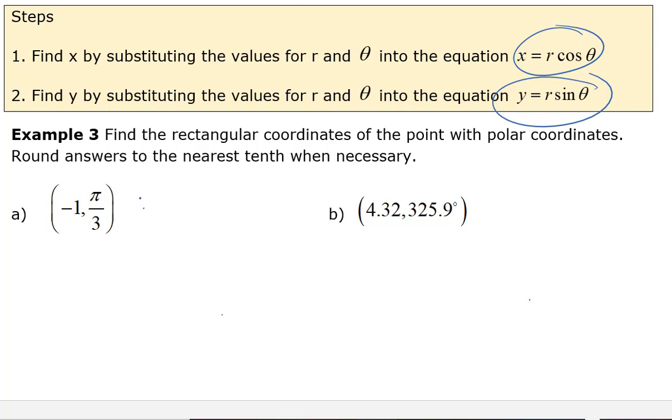So x is going to equal -1 times the cosine of pi over 3. Y is going to equal -1 times the sine of pi over 3. Now for the first one, you are technically allowed to use your calculator when we ask you to round something to the nearest tenth, but the cosine of pi over 3 is 1/2, so I know that this is just -0.5, right? I just need to multiply that by -1. For the sine, we'll use our calculator.